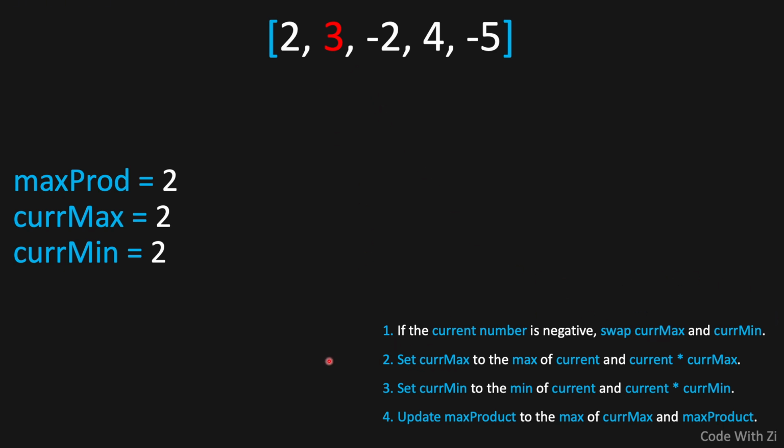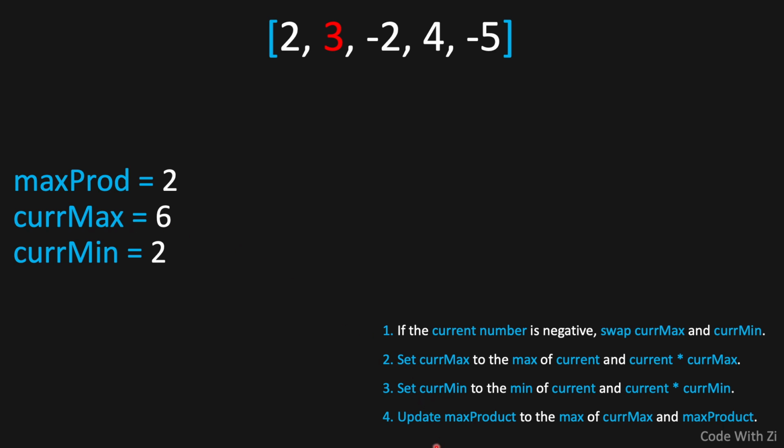And then we're going to say set currentMax to the maximum between current, which is 3, and current multiplied by currentMax. The value is 2, meaning currentMax was 2, so therefore we have 3 multiplied by 2. This is going to give us 6. Maximum between 3 and 6 is going to be 6, so currentMax is 6.